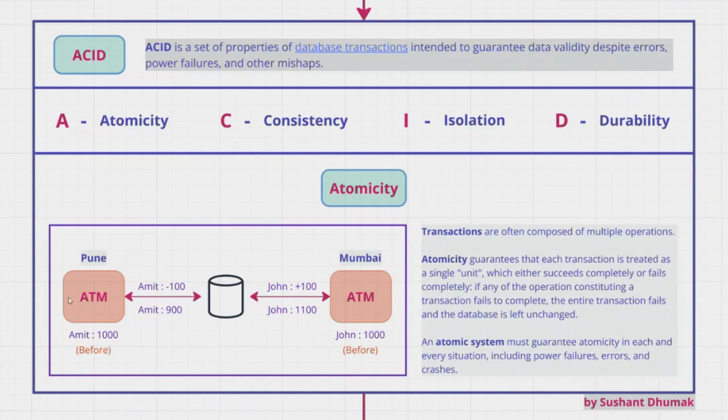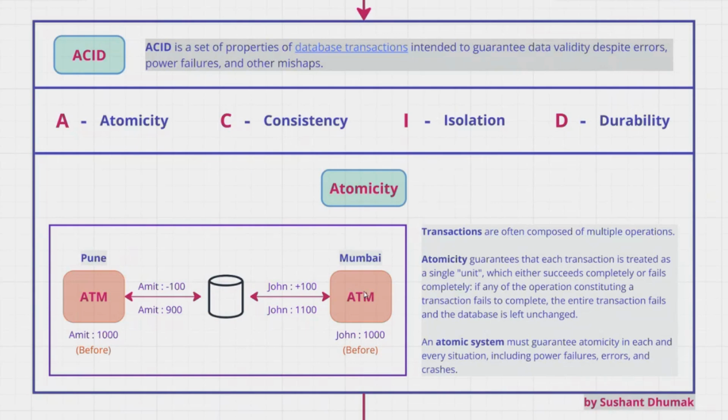In this case, Amit wants to send 100 rupees from his account, whether by ATM or online transaction, to John's account. So how will this overall transaction take place? Amit will send 100 rupees from his account, and it will reach a database, and from that database, the operation will be performed by adding 100 rupees to John's account.